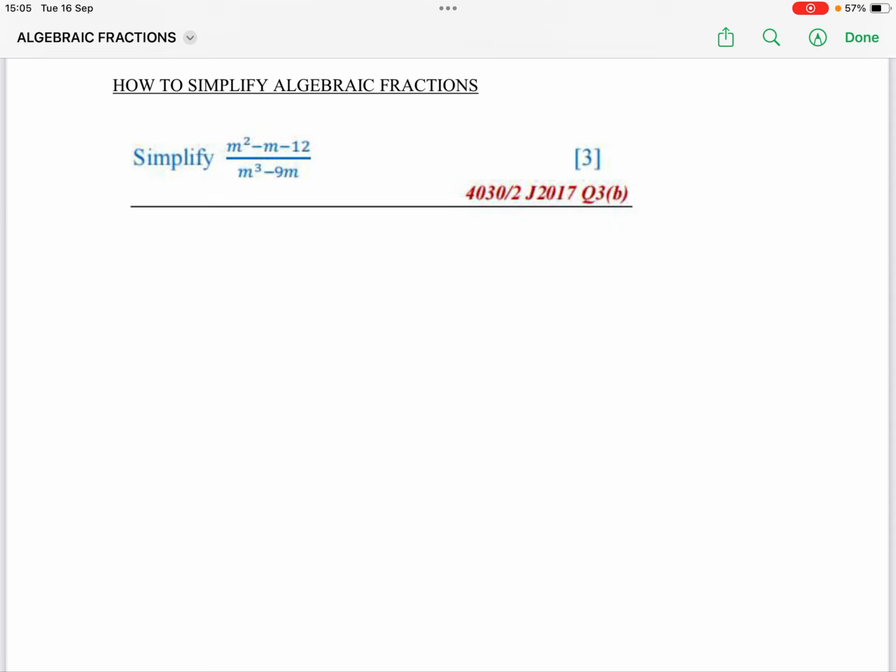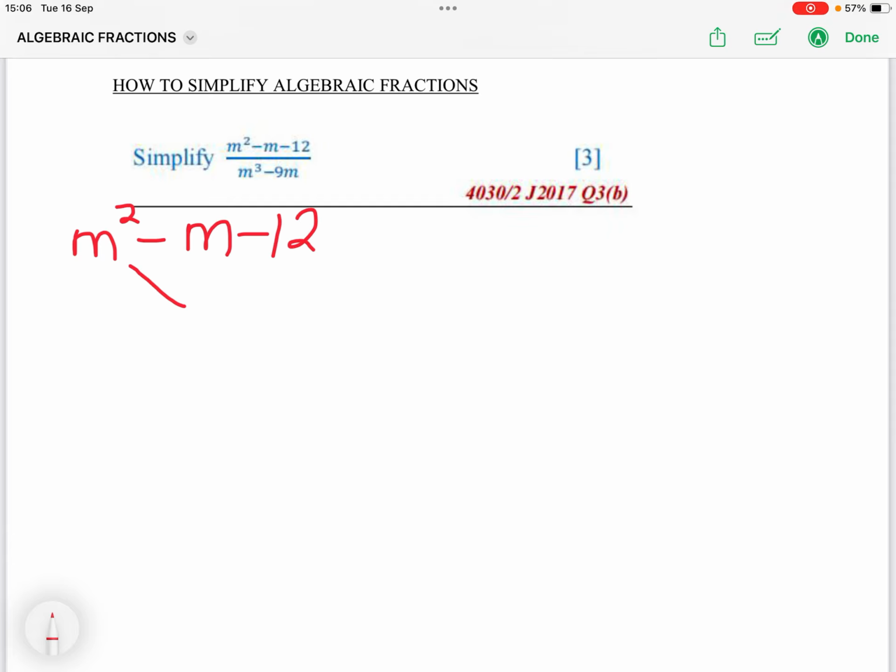So we are going to revise this question first. It was examined in June 2017. Simplify m squared minus m minus 12 over m cubed minus 9m. So we need to factorize the numerator first. Here we have m squared minus m minus 12.